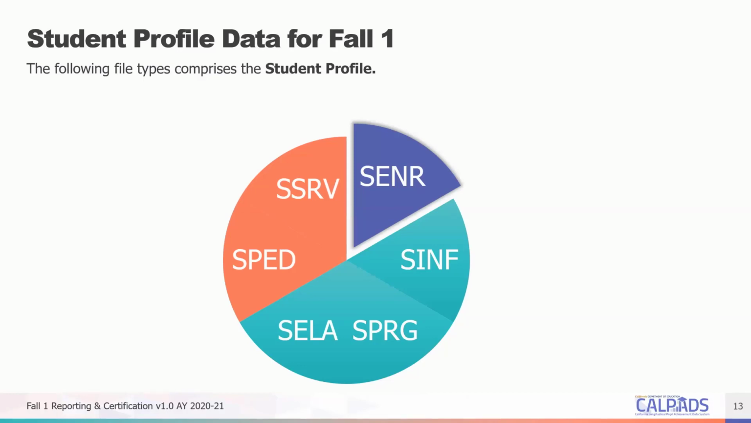So, of course, as you all know, you have to submit your SENR to gain ownership of the student, to be able to submit the different file types like SINF, SPRG, SELA. And then if you have students with disability, this would allow your SPED coordinator to send your SPED and SSRV files to CalPADS.